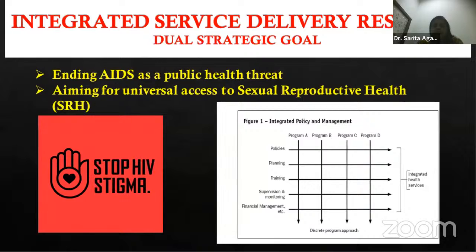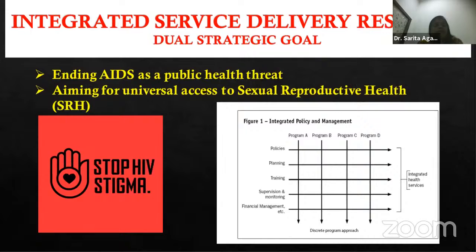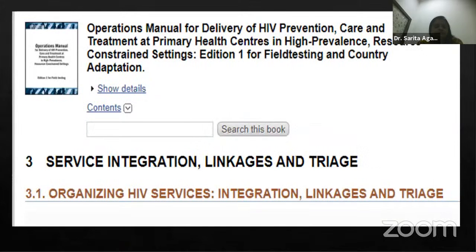This system for integrated policy and management may be different for the primary healthcare center, for the community center, and for the district level, which needs careful planning, which I will be discussing in the last part of my presentation. For that, there is an available operational manual for delivery of HIV prevention and care along with reproductive health care, which defines clearly what is integration, what is linkage, and what we mean by triaging.